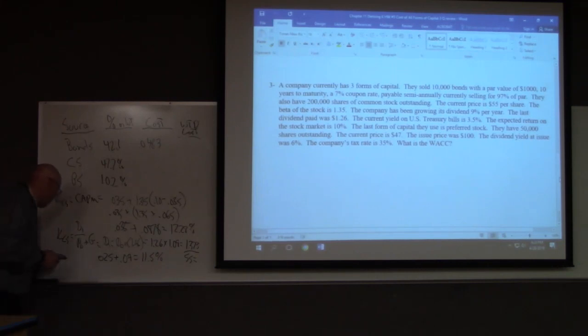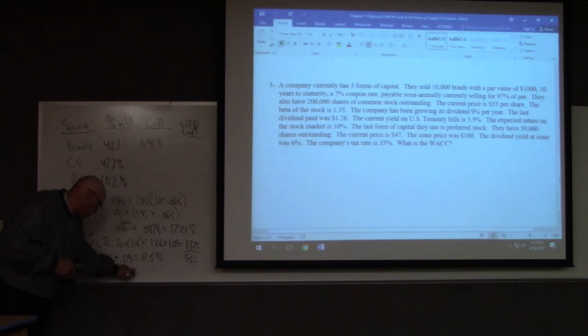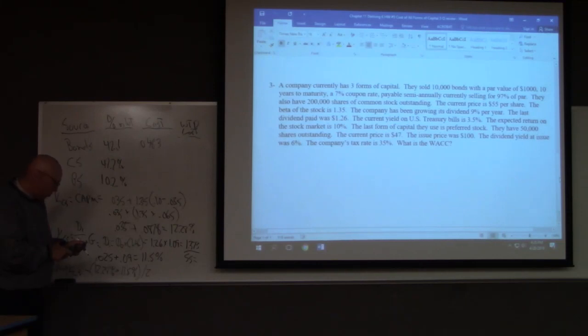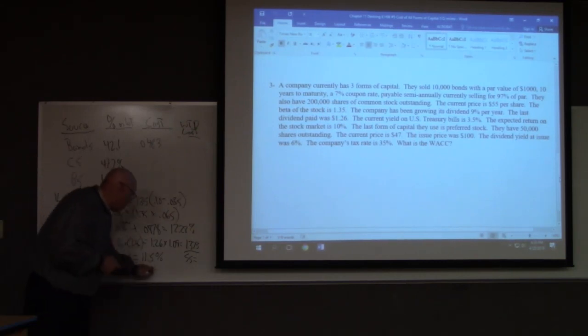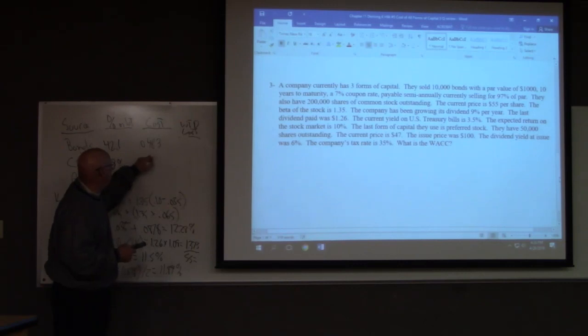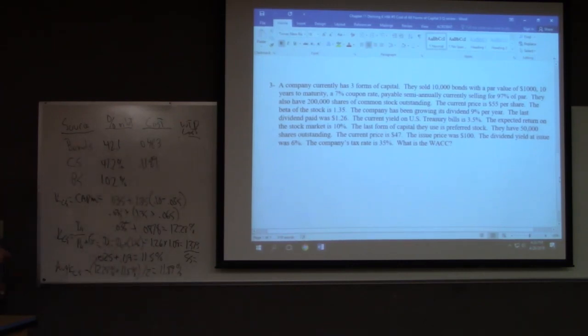Okay, let's add them up. The average cost of common stock is equal to 12.28% plus 11.5%, divided by 2. 12.28 plus 11.5 equals, divided by 2, is equal to 11.89%. All right, 0.1189. Everybody see that? Both ways of doing the cost of equity or common stock: CAPM and the dividend discount model, D1 over P0 plus g.